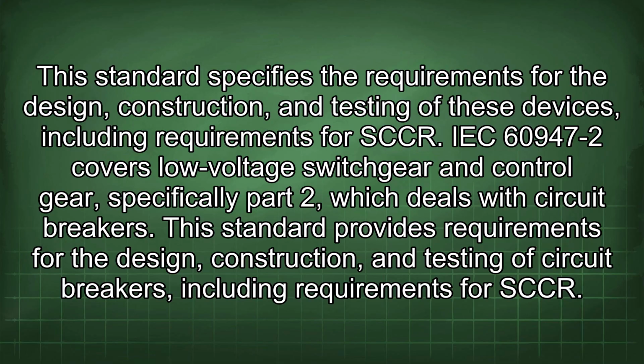IEC 60947-2:2023 covers low-voltage switchgear and controlgear, specifically Part 2, which deals with circuit breakers. This standard provides requirements for the design, construction, and testing of circuit breakers, including requirements for SCCR.